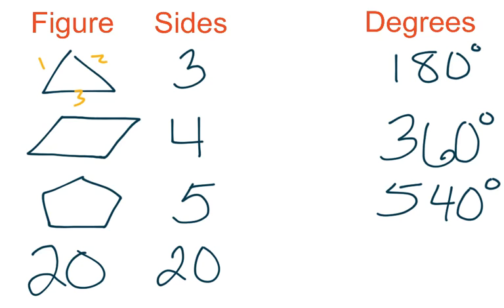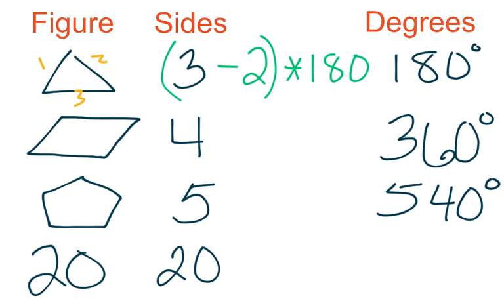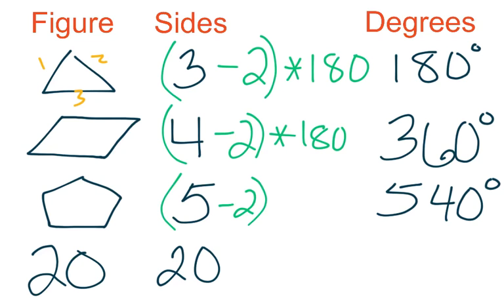Well, what if I said to you, let's subtract 2 from our sides and then multiply by 180? Well, 3 minus 2 would be 1, and 1 times 180 is 180. What if we take that rule and we apply it to every other example that we have? What is 4 minus 2? Well, that would be 2, and 2 times 180 is 360. And I think you can see where we're going here. 5 minus 2 is 3, and 3 times 180 would be 540 degrees.